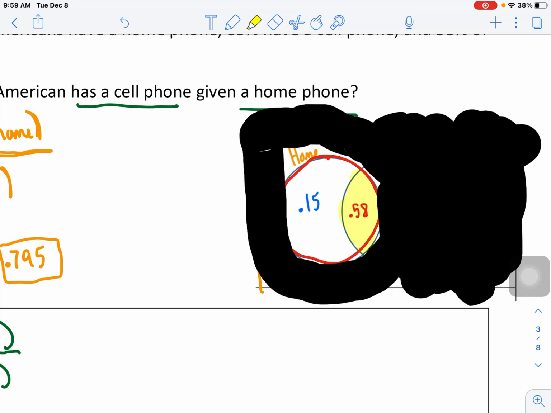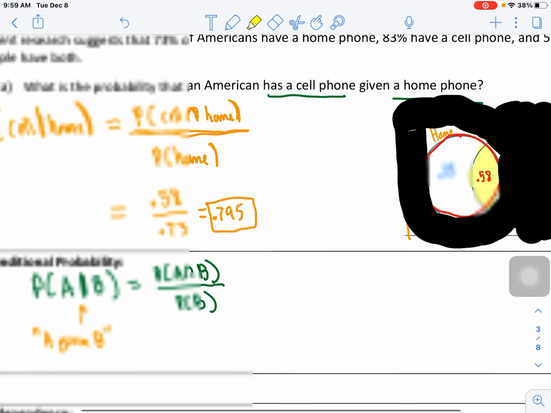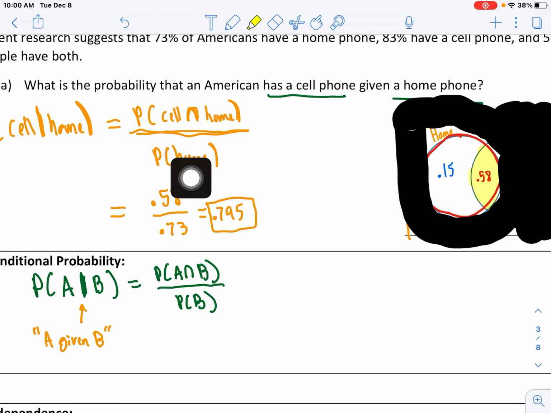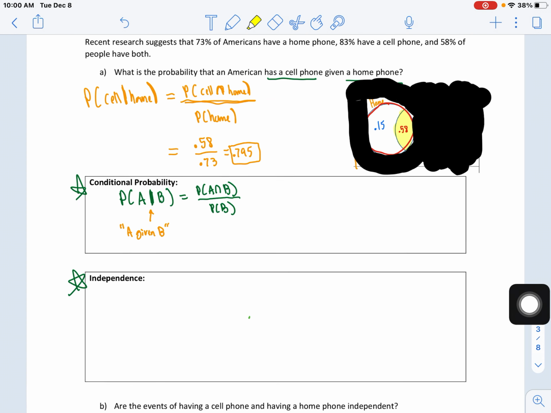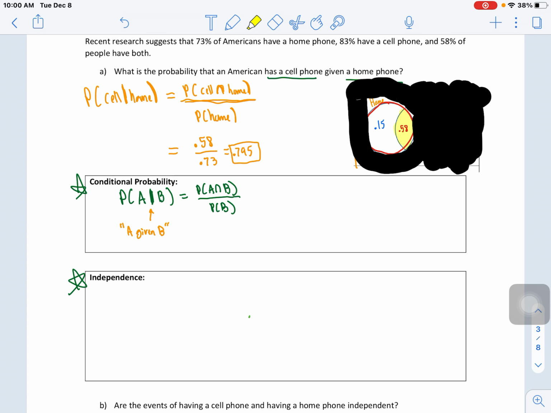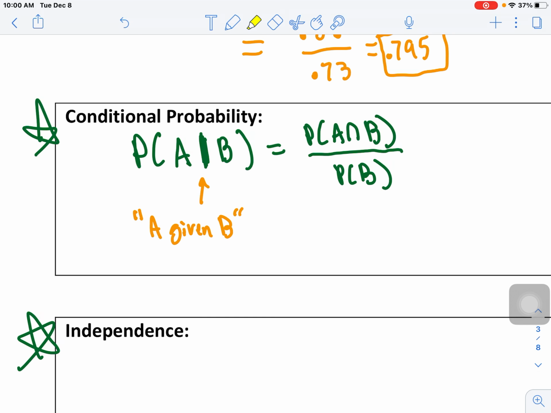And when I said given that we have a home phone, that's why we're only looking at the people that have a home phone. And that's why you can see that this 0.58 needs to get divided by the entire circle. And that'll give us the percent. I know it doesn't seem like this little yellow piece is about 80% of this whole circle, but it is. So that's conditional probability. This will be given to you on the formula sheet for the AP test.